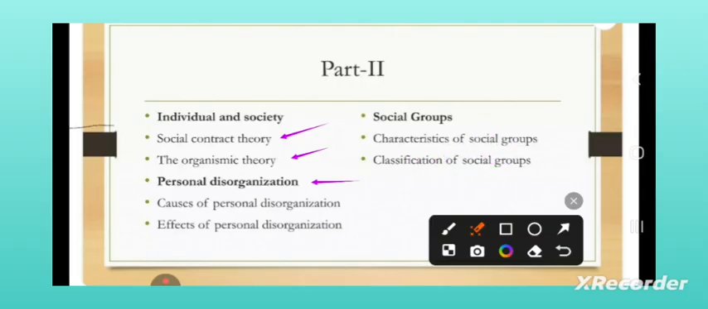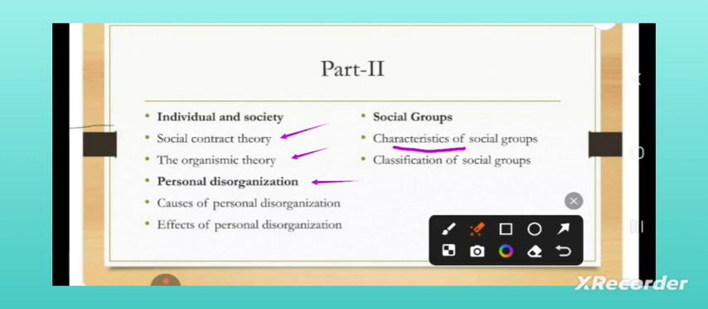Characteristics of social groups. This will describe the key features that define a social group, such as having a defined structure, shared norms and values, a sense of belonging or identity, and persistent interaction. Classification of social groups. This will cover the different types of groups, such as primary versus secondary groups, in-groups versus out-groups, voluntary versus involuntary groups, and formal versus informal groups.